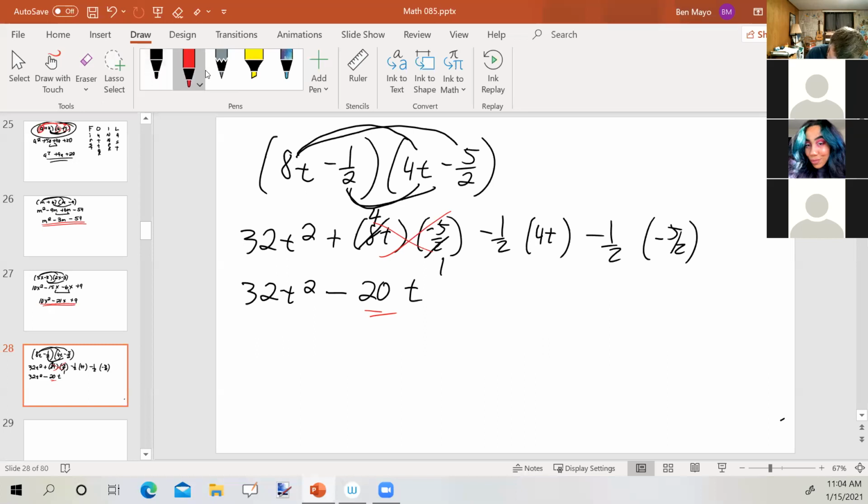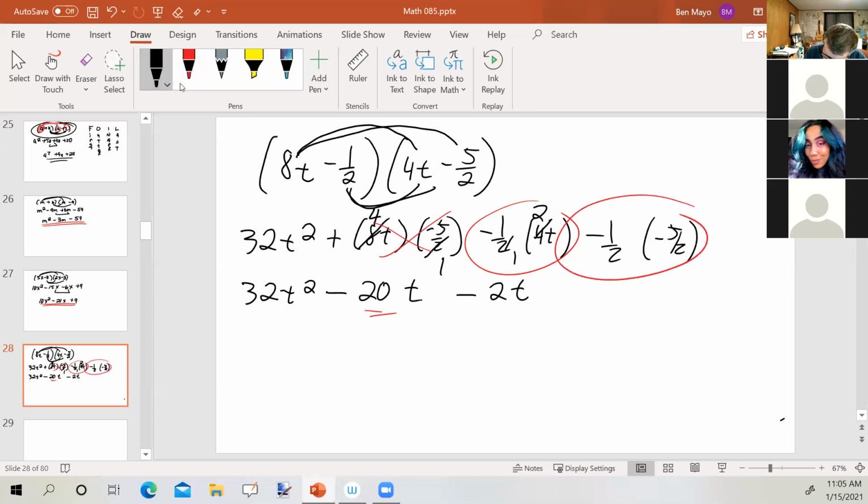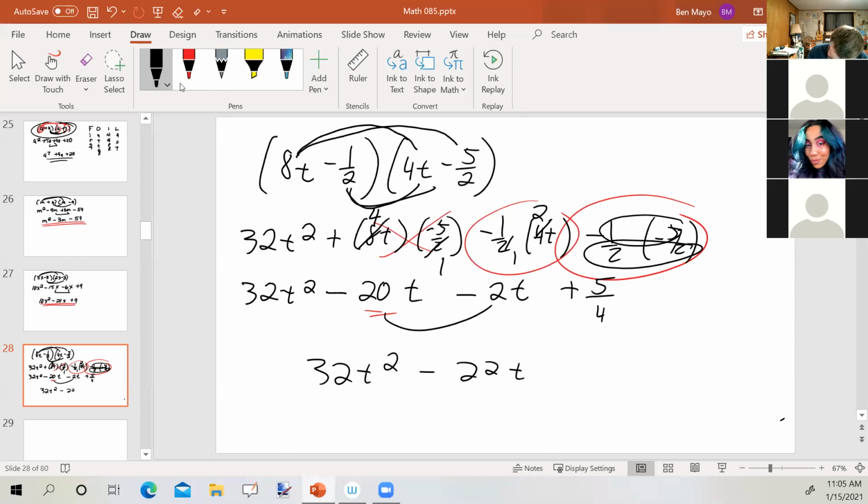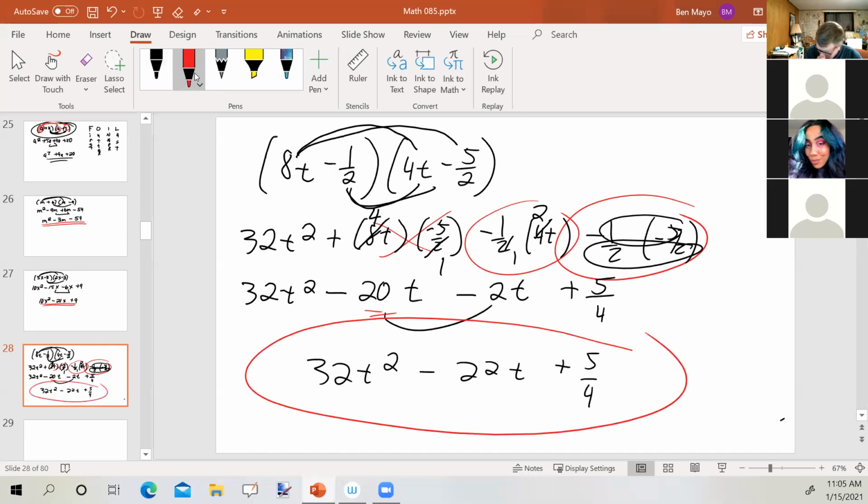Here, we've got minus 1/2 times 4t. The 4 over the 2 is 2 over 1. So I've got minus 1 times 2t, or minus 2t. And then finally here, minus times minus is plus 5/4, multiplying straight across. Combining like terms, I've got 32t squared minus 22t plus 5/4. So there's my final answer.